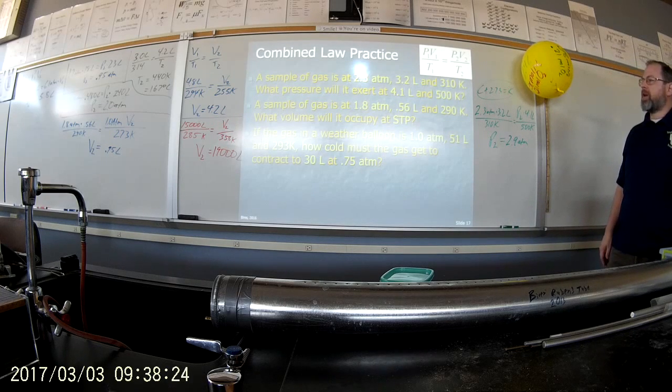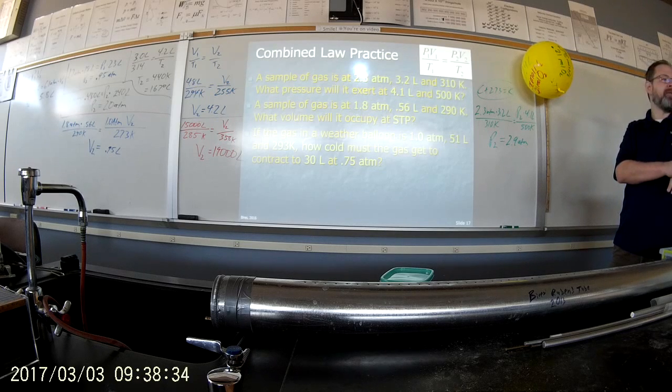Last one. If the gas in a weather balloon is 1.0 atmospheres at 51 liters and 293 Kelvin, how cold must the gas get to contract to 30 liters at 0.75 atmospheres?